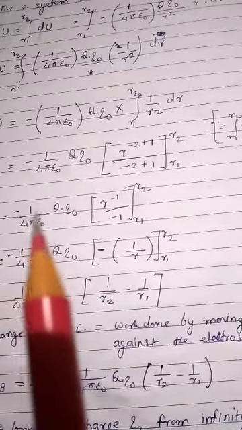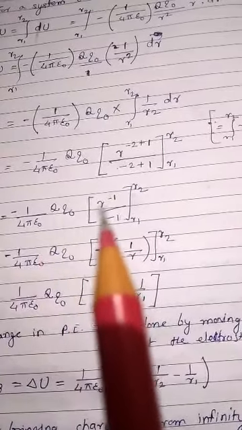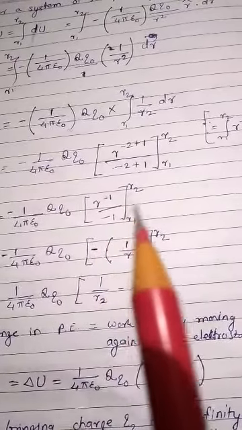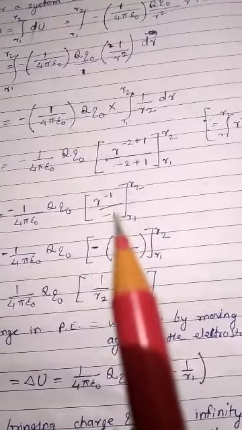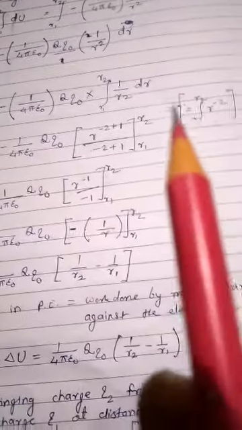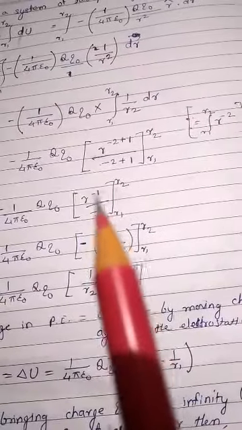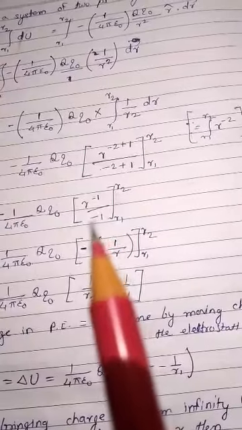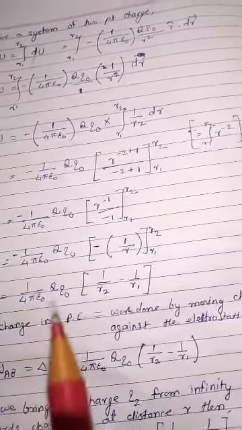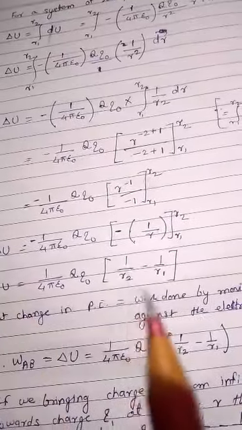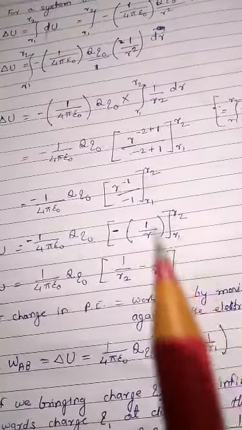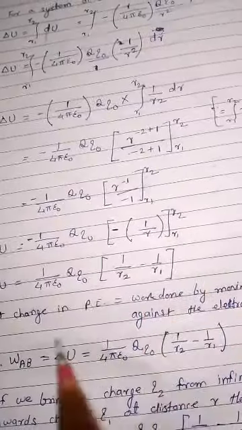Therefore, minus 1 upon 4 pi epsilon naught q naught into minus 2 plus 1, we get minus 1, into r1 to r2. And this is the reciprocal: r to the power minus 1 is 1 upon r, and it gets a minus sign. So minus minus gets plus, so delta U is 1 upon 4 pi epsilon naught q naught in square brackets of 1 upon r2 minus 1 upon r1. Put in the values of r2 and r1, and this is the difference.